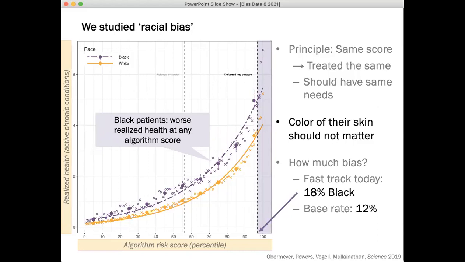Seems great, right? But if you took their actual health outcomes into account and you just equalized, we just want to treat people the same based on their health, not on their score, you would actually get a high risk group that is almost half Black. So this is a very large amount of bias that was being encoded in this algorithm.